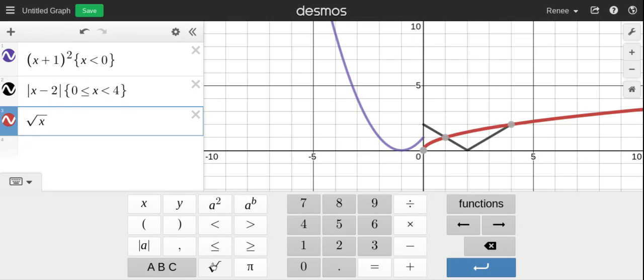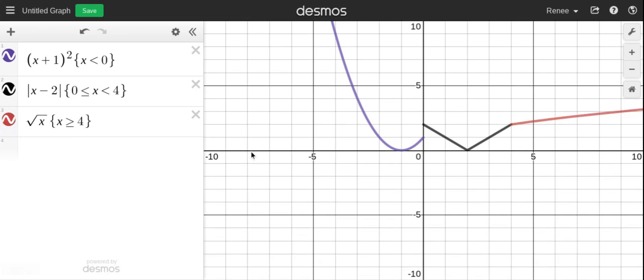Make sure you get out of the square root. Oops, not the brackets, wrong one. Sorry about that. So x greater than or equal to 4. And that's what your graph should look like. So those are the 8 graphs in Desmos, and they should match the ones we did by hand. All right? Any questions? That should be it.